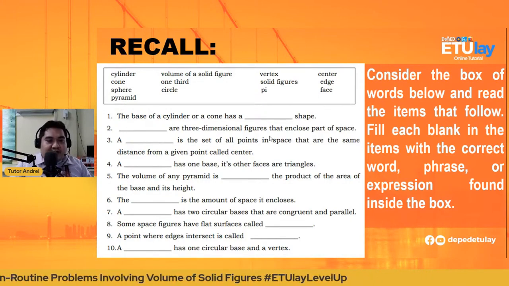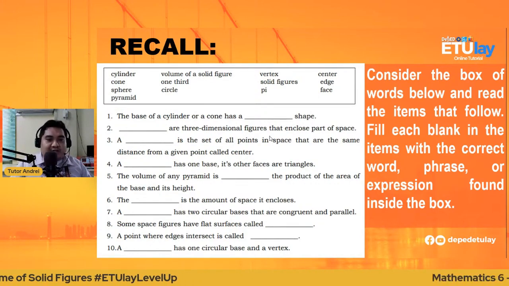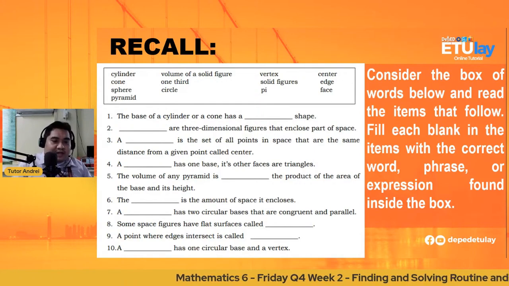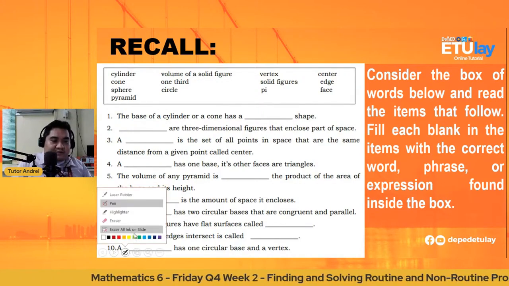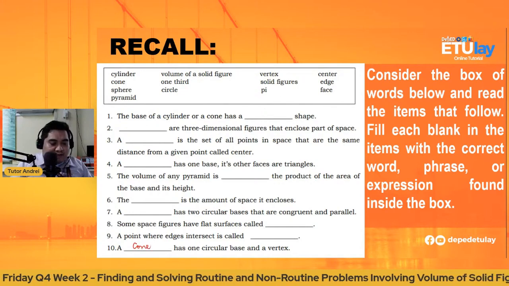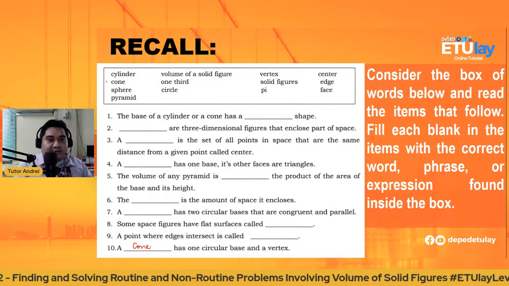Okay, so may sumagot na. Ayan, si Nerwin Negal Jr. Ang sagot niya, number 10 is cone. So tama ba ang cone? Yes, so tama. So a cone has one circular base and a vertex. Correct. Okay, very good, si Nerwin. Sige. So we have cone. So check na natin ang cone.